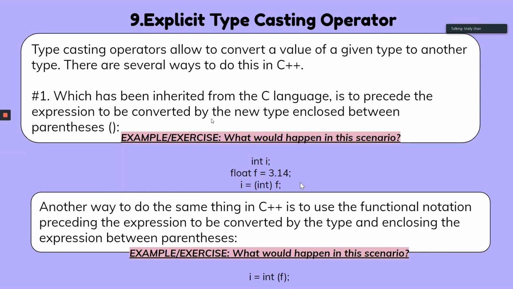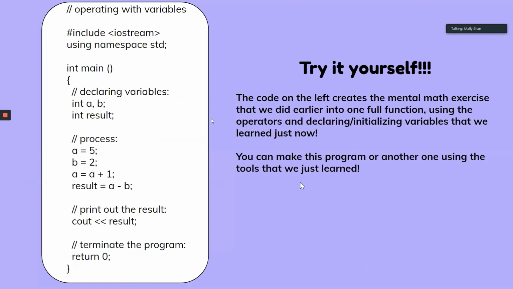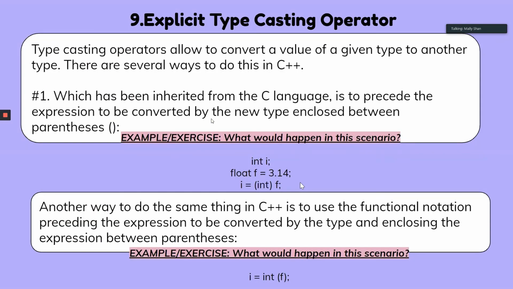Okay, and then I'm pretty sure this is the last type of operator. This is called the explicit typecast operator, and this allows you to move between data types. So typecasting allows you to convert a value of any given type to another type. This has been inherited from the C language. So again, C comes before C++. And it's supposed to be a preceding expression that converts a new type into another. So all this fancy jargon is basically to say we're switching between data types.